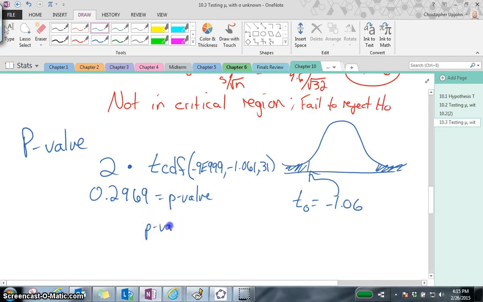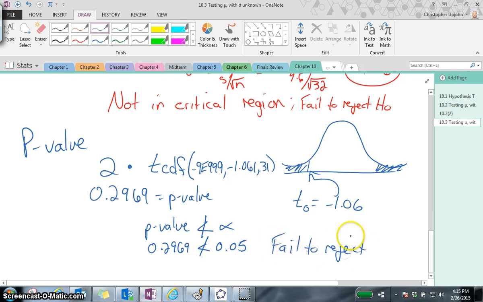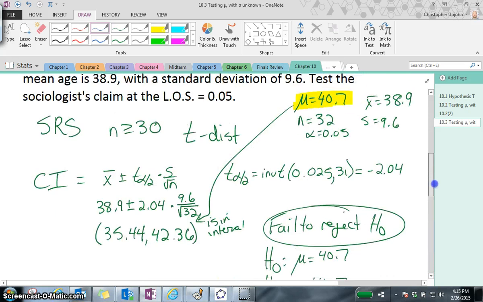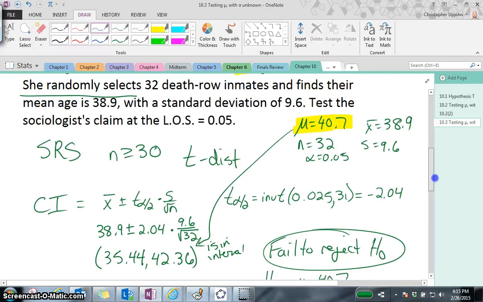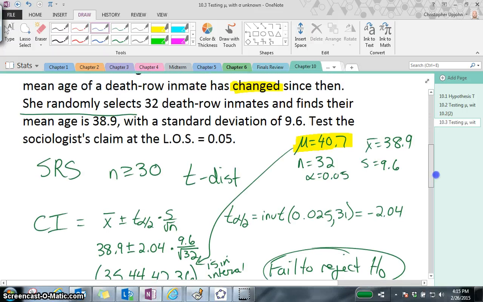Our p-value is not less than our alpha, 0.05. What that means is that we got an almost 30% chance of getting the data that we got if the mean is 40.7, like we said. So we fail to reject. We can't say that it's changed.